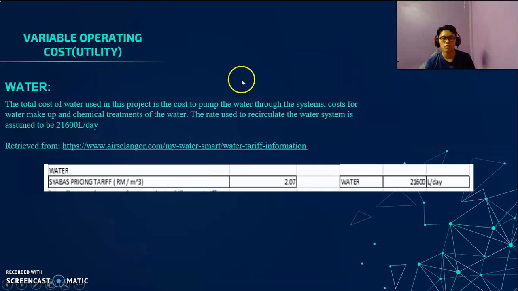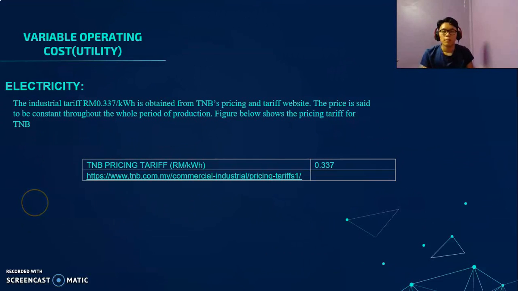So same as ethylene, the tariff of the water will be based on the IS website here. You can see here that it is 2.07 ringgit per meter cube. Moving on to the electricity, the industrial tariff for the electricity is 0.327 per kilowatt hour. And this is obtained from TNB's pricing and tariff website. So the price is actually constant throughout the whole period of production. Below here is the tariff for the TNB.